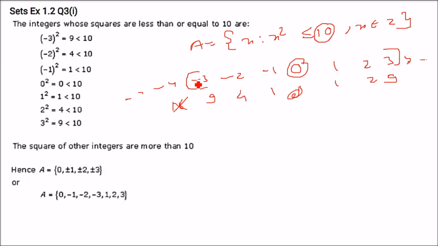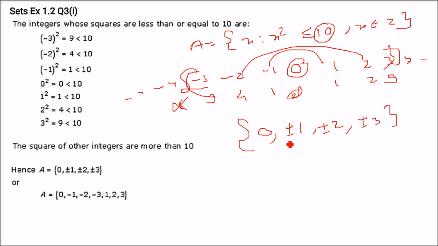So we'll just write this whole set like this. This is the answer. Or you can just combine these. You start with 0. This minus 1 and plus 1 can be combined as plus minus 1. This minus 2 and plus 2 can be combined as plus minus 2. Minus 3 and plus 3 can be combined as plus minus 3. This is the answer.